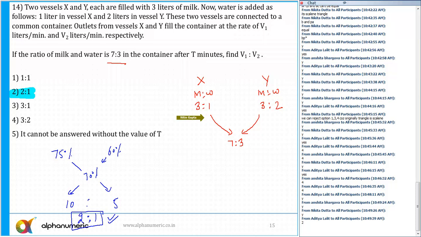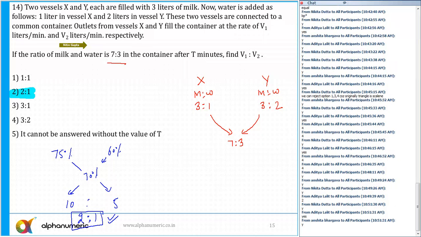They have just complicated the language by introducing that we are filling the vessels at this rate. Otherwise, it's an easy one. Is that clear? The ratio of the volume is V1 is to V2. So that is 2:1. So the answer is also 2:1.